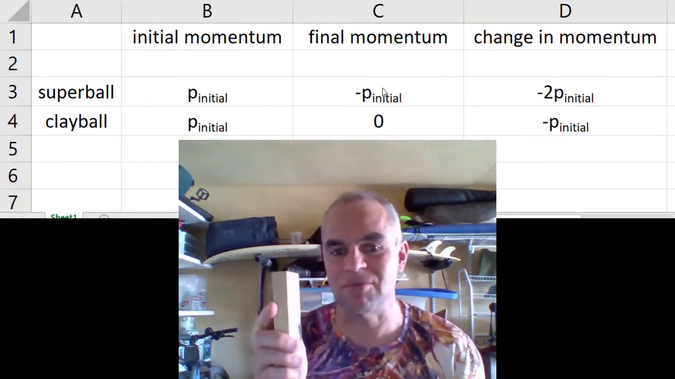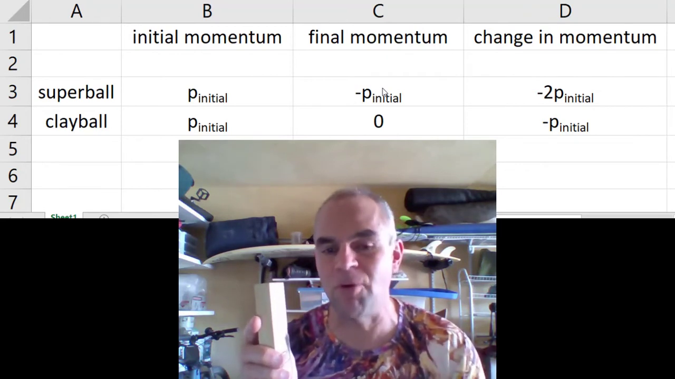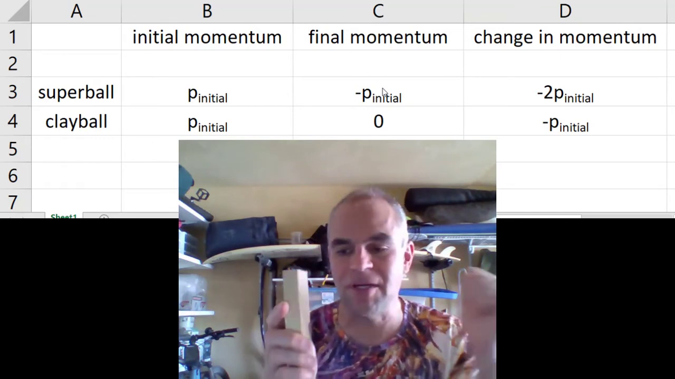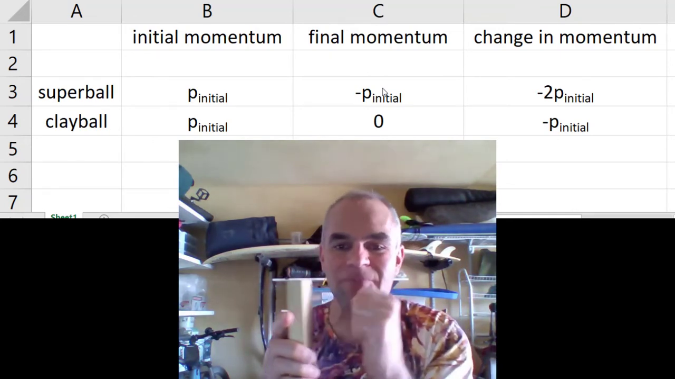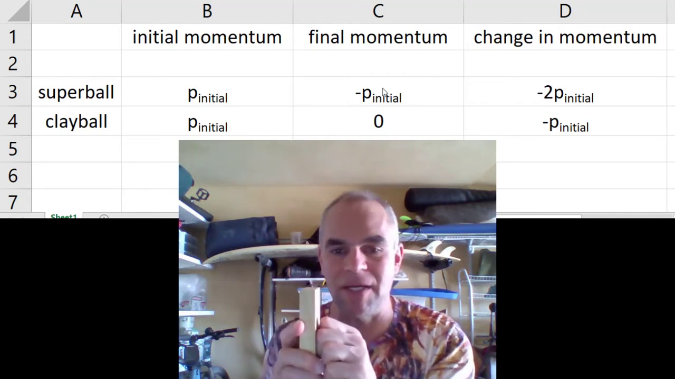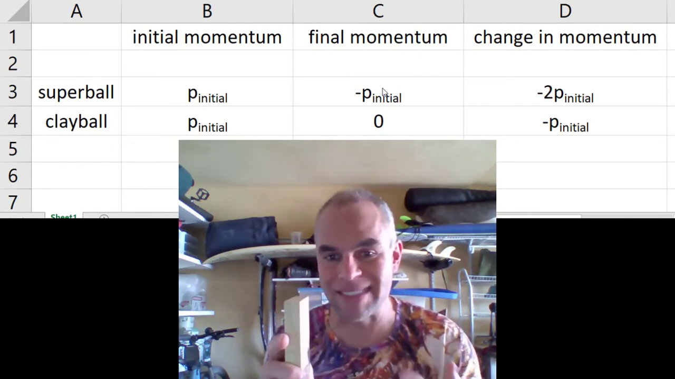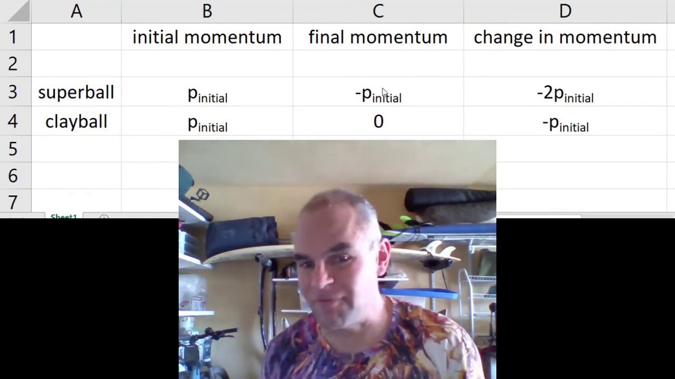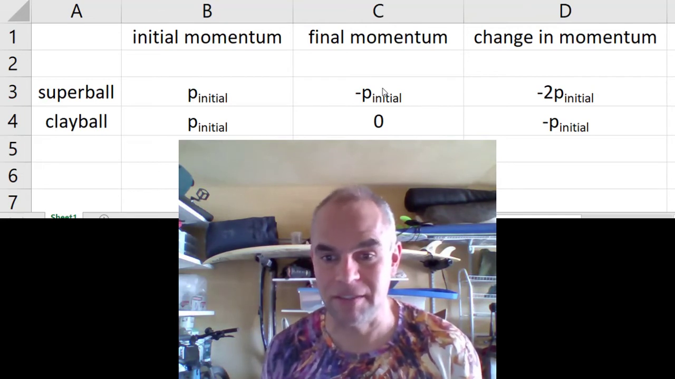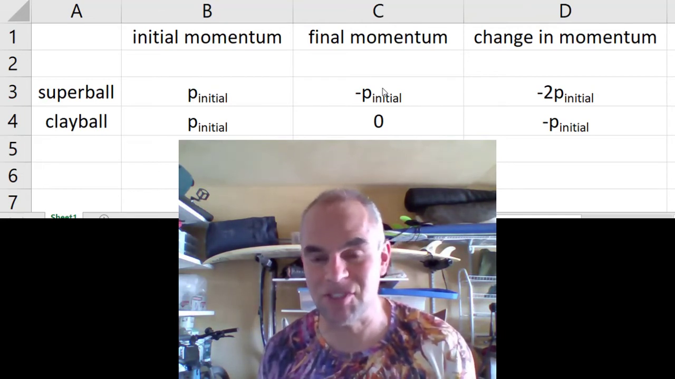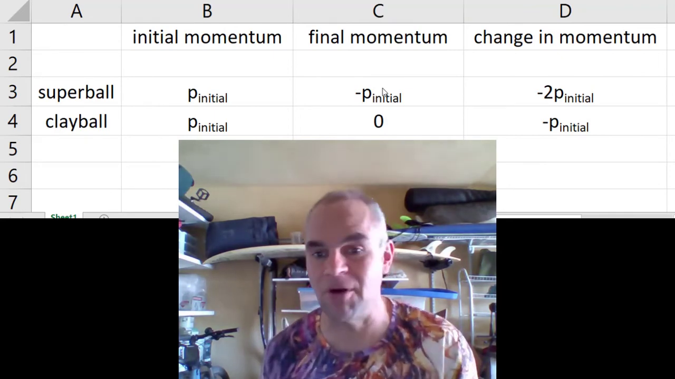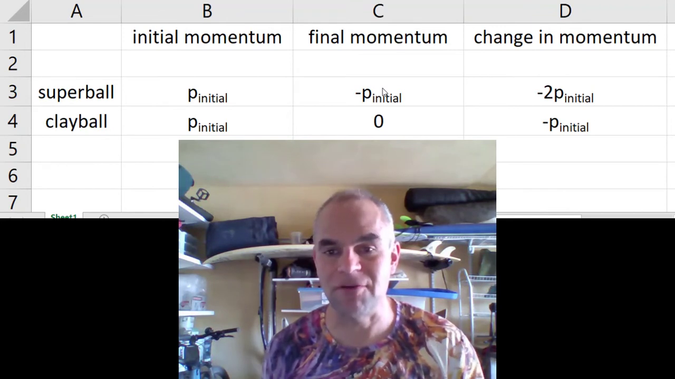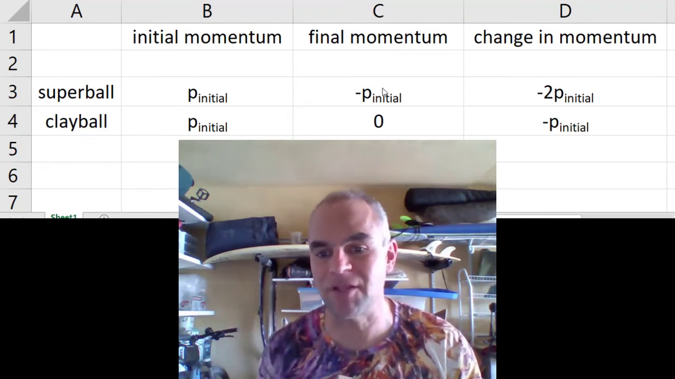So I'm going to state that its final momentum is going to have a value about negative of the initial value. The clay ball, on the other hand, when it hits the wooden block, it's basically going to stop moving. It's not going to bounce away, or it's going to bounce much less than the super ball will. So I'm going to give it a final momentum of 0. These are kind of both extreme cases, but they illustrate the point. And what we see then is that the super ball changes its momentum more than the clay ball does, because it bounces away from the wooden object here. So therefore, the change in momentum of the super ball is going to be twice that of the clay ball.